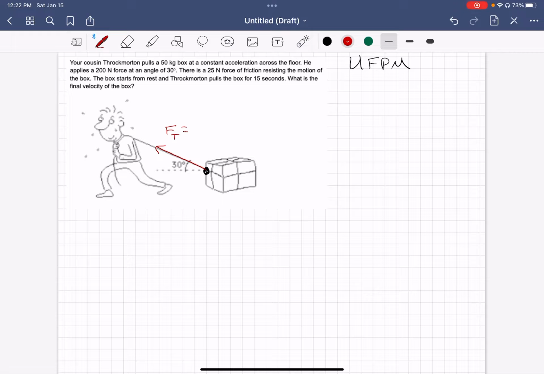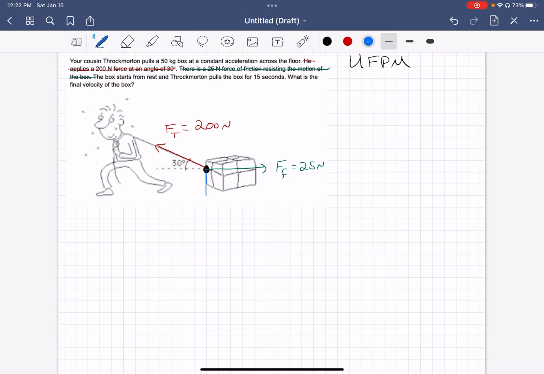I like to do my free body diagram right on the picture of the problem because it helps me keep track of information and how some of these forces should be related to each other. So I've added that tension force, and sometimes it can be useful if there's a lot of information to cross things out in the text of the problem as you add them to the diagram. So I have that 200 Newton force at an angle of 30 degrees accounted for in my diagram, so I don't really need that in the problem anymore. I'm also going to add that 25 Newton force of friction.